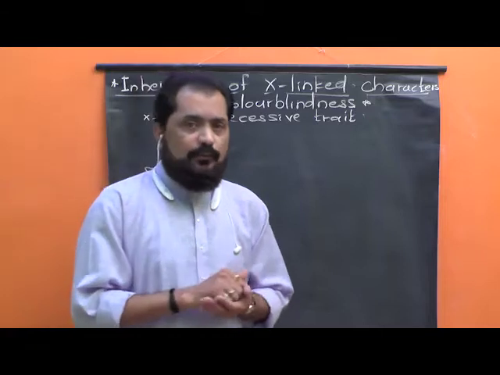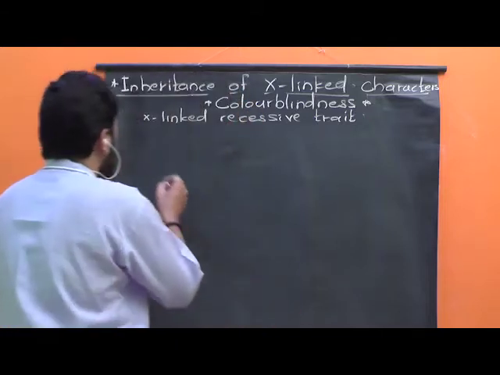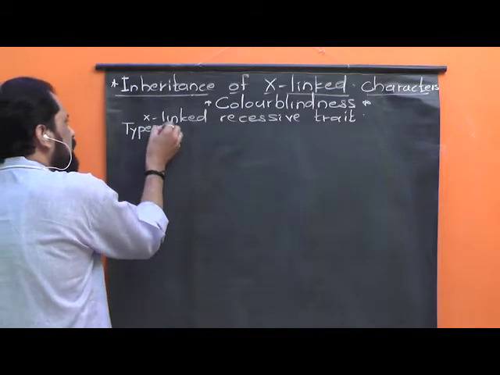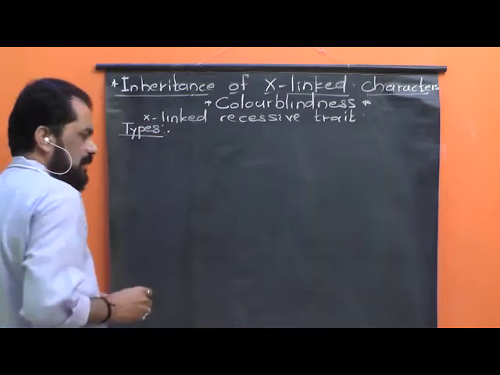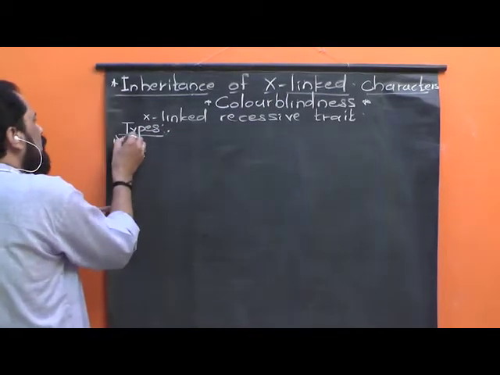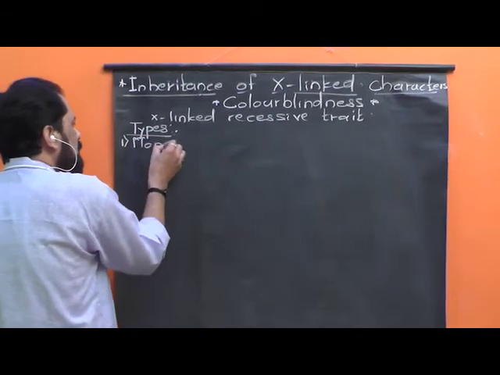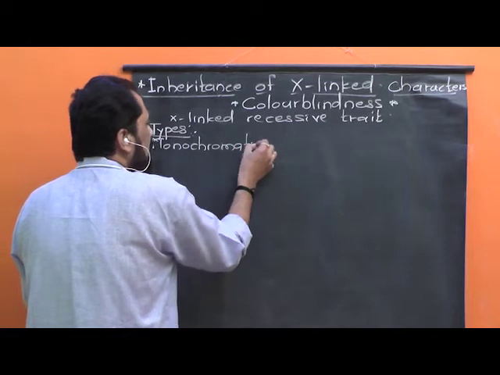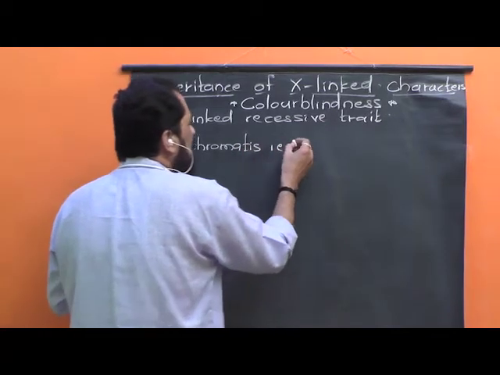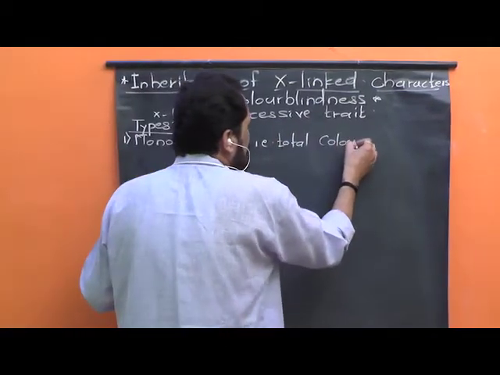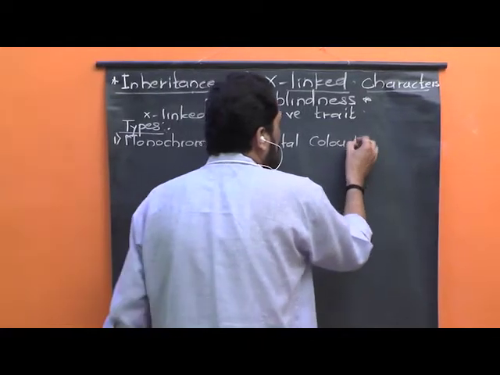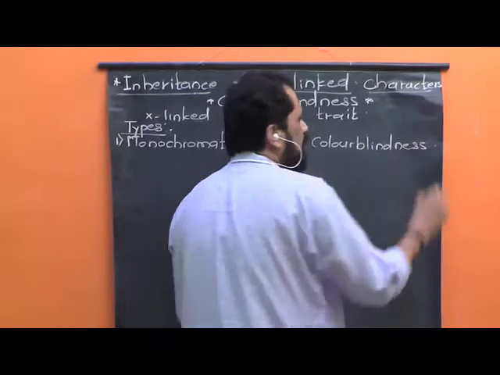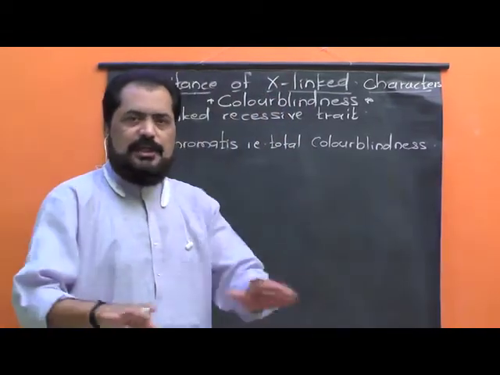On the basis of which the color blindness is of two types, such as monochromatism. Monochromatism is also known as total color blindness. Name itself indicates again. Total color blindness means it is the disorder in which a person cannot distinguish any color.